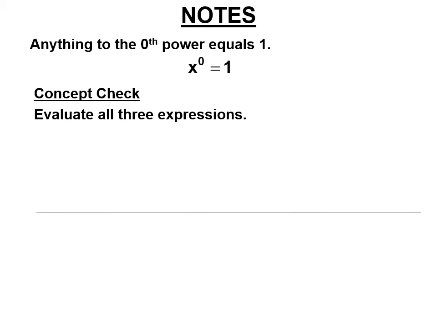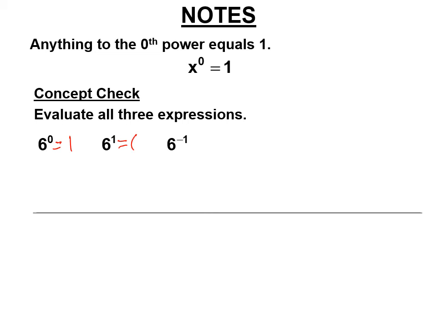Turns out anything to the 0 power, everything to the 0 power equals 1. That's what x is, right? Any number. Any number to the 0 power is 1. Okay. So I want you to do all three of these. They have 3 different answers. Everything to the 0 power is 1.